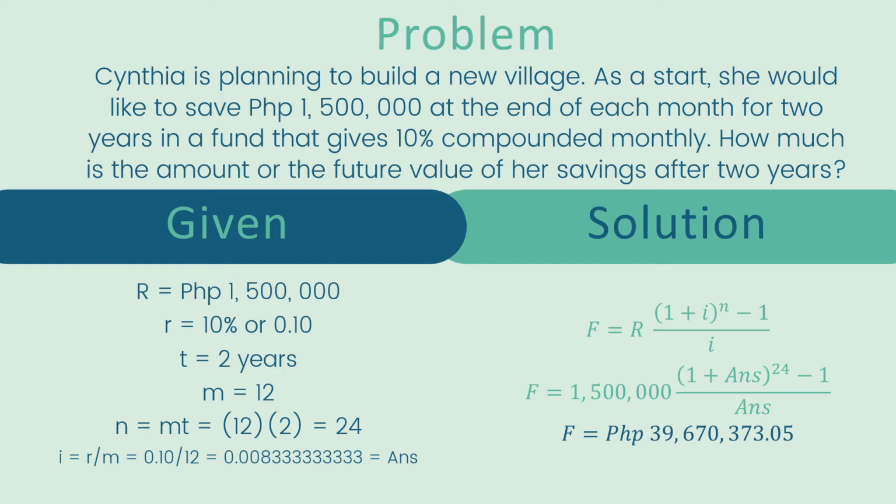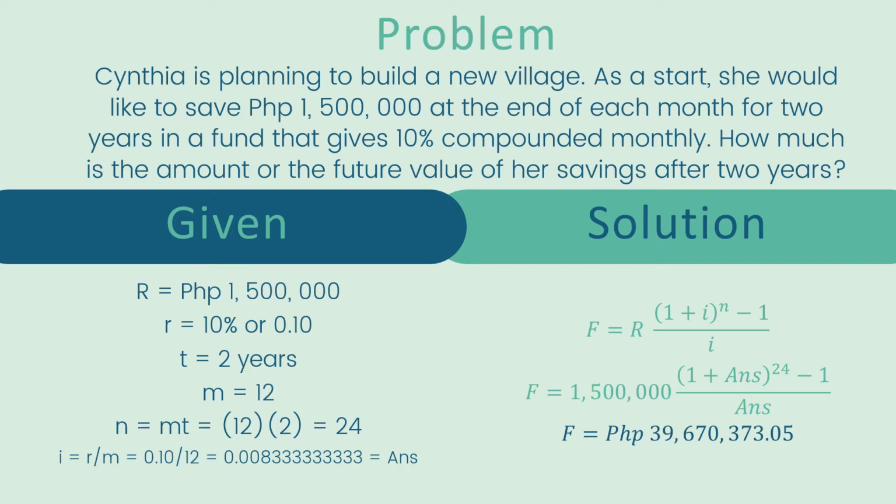So first, we'll identify the given. So for the regular payment or R, uppercase R, we'll have 1.5 million pesos. And for our lowercase r or the rate, we'll have 0.10 because if you convert 10% into decimal, we'll get 0.10.